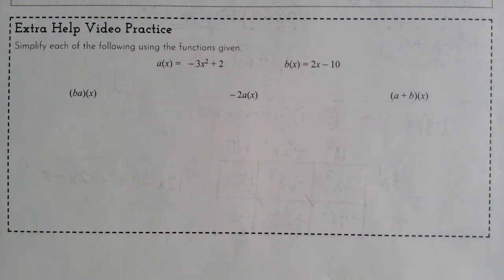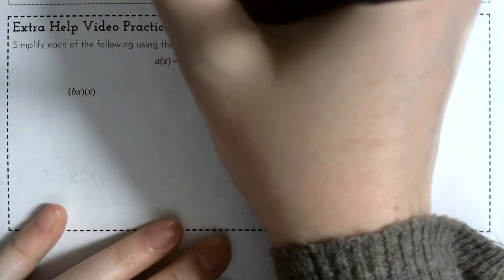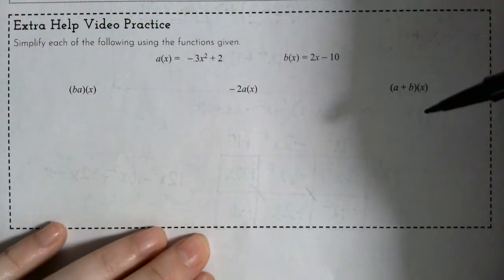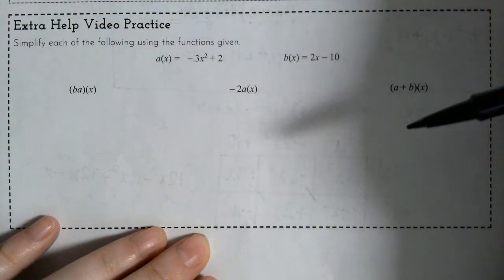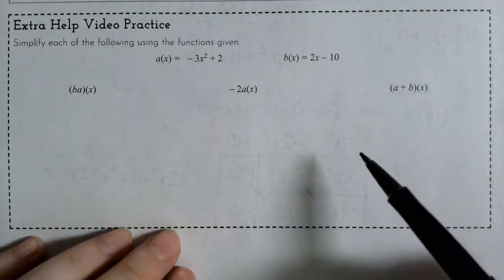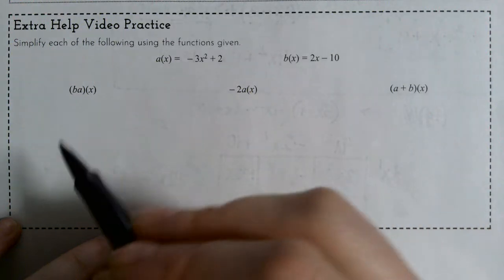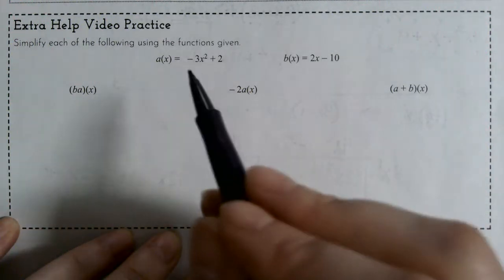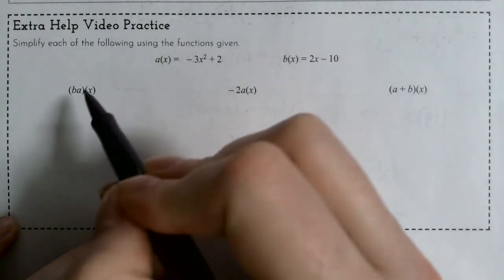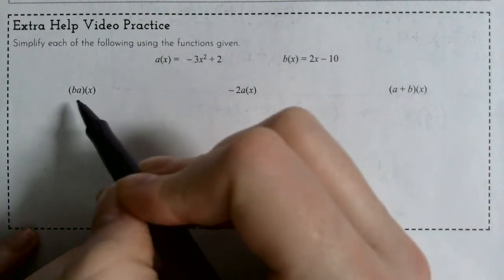Hello, in this video we're going to go through the extra help video for 633. This is part 1 of this learning target, and we are going to do a second part. In part 1, we're looking specifically at addition, subtraction, and multiplication of our different functions. We have 3 problems that we're going to look at, and we want to look at the order and then what operation we are doing.